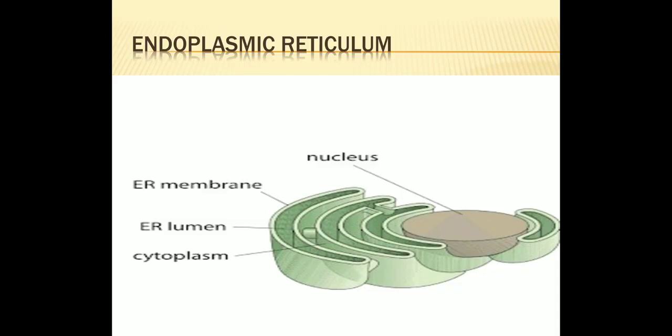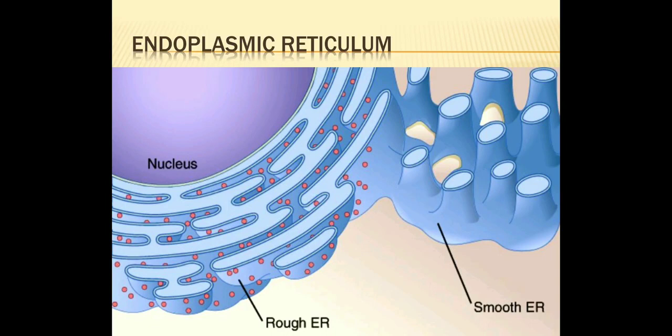The membrane of endoplasmic reticulum is continuous with the nuclear envelope at one end, and the other end extends till the cell membrane. And you will find the outer surface of the endoplasmic reticular membrane may or may not be studded with ribosomes. Accordingly, that means according to the presence or absence of ribosomes, it is called rough or smooth endoplasmic reticulum.